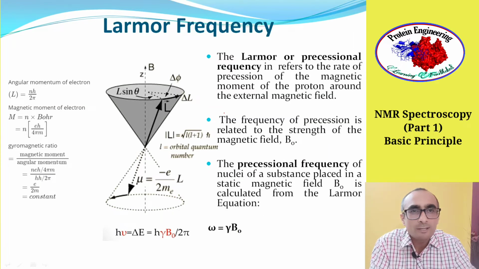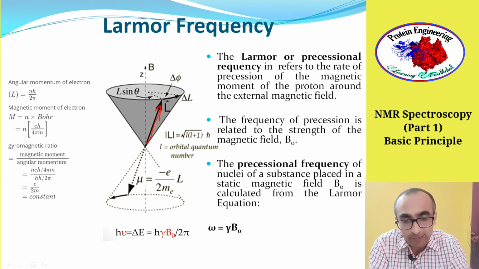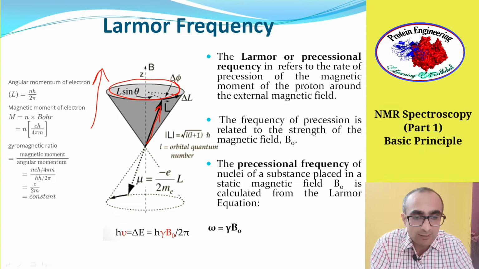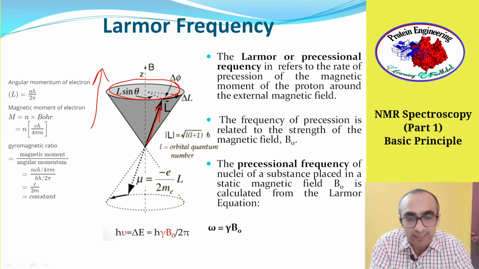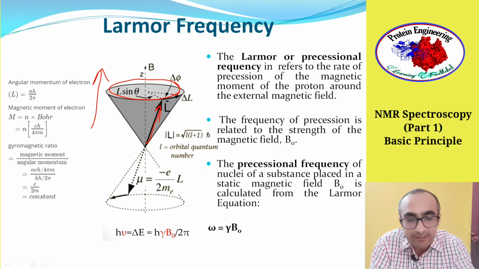So when you keep a nucleus under an external magnetic field, the magnetic moment vector of that nucleus, see this direction, this is the magnetic moment vector of the nucleus, and this is the direction of the applied magnetic field, starts precessing around the direction of the applied magnetic field. This precession frequency is also called the Larmor frequency. So the Larmor frequency refers to the rate of precession of the magnetic moment of the proton, the nucleus we are detecting, around the external magnetic field.